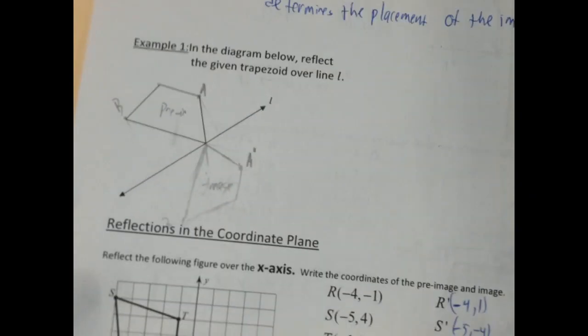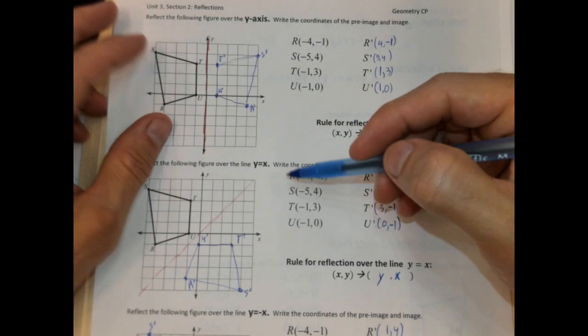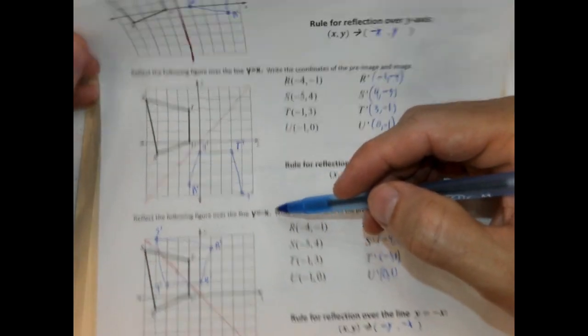All right, so those are the 4 rules. You need to know those. You need to know the x-axis rule. Let me zoom out a little bit. And you need to know the y-axis rule, the y equals x rule, and the y equals negative x rule. So there's 4 rules to know, okay?